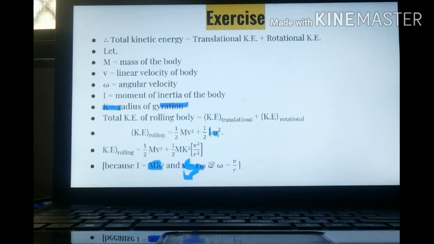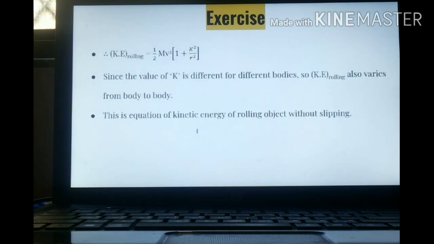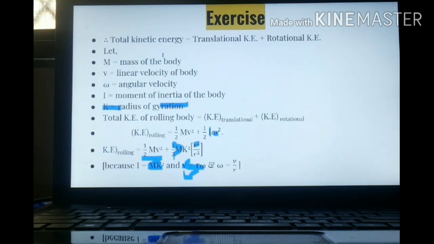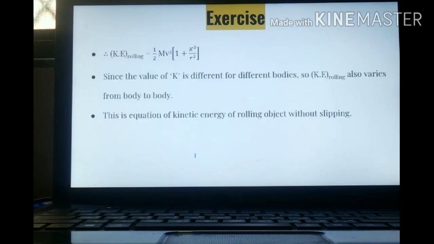But this is omega square, so we can write it as v square upon r square. Okay. So from this, what can we take common? Half mv square we can take common, because it is over here as well as over here. Similarly it has been done: half mv square has been taken outside, and inside what was remaining? That was k square upon r square. So it has been kept inside, that is half mv square, brackets, 1 plus k square upon r square.